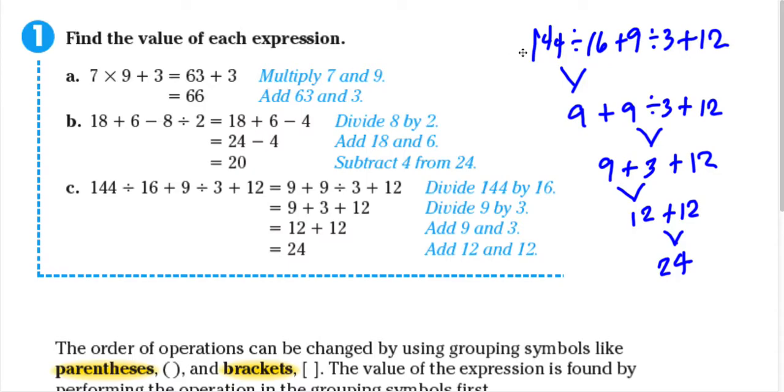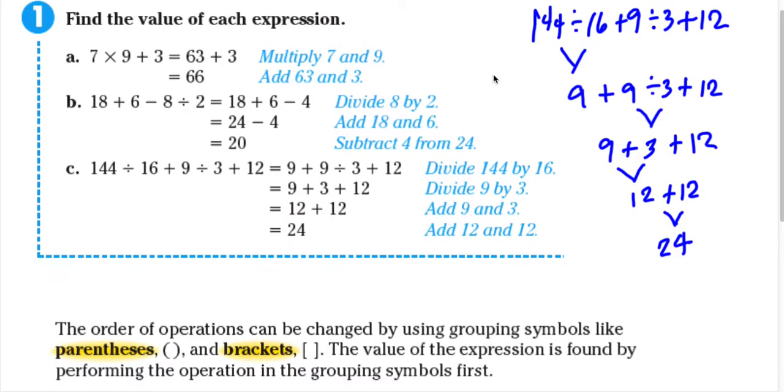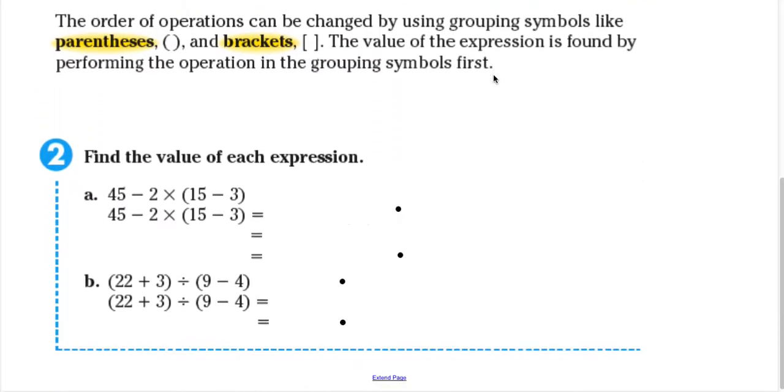Okay, and let's add on to our order of operations. Order of operations can be changed by using grouping symbols like parentheses and brackets. The value of the expression is found by performing the operations in the grouping symbols first. So if we have grouping symbols, we call it parentheses.